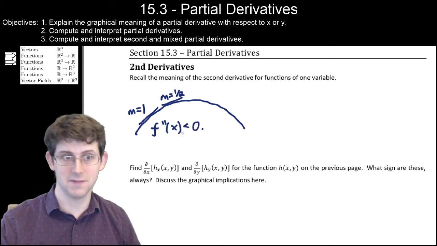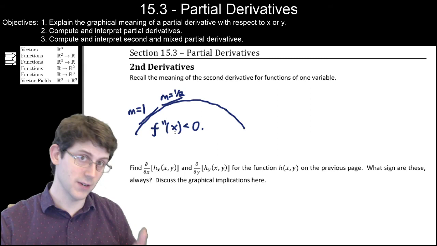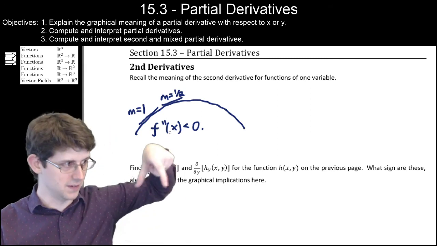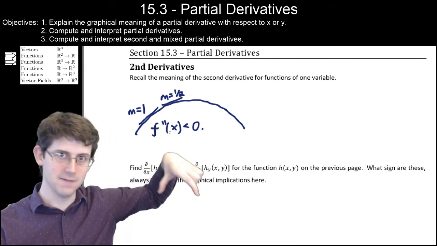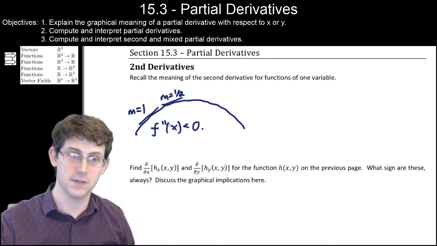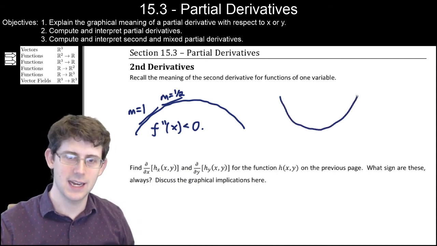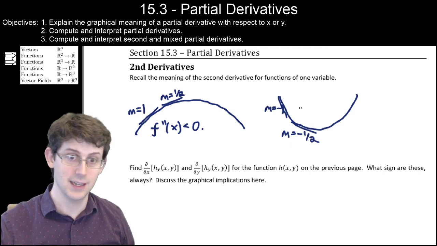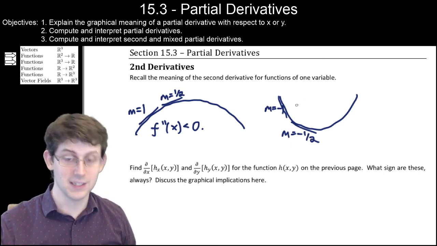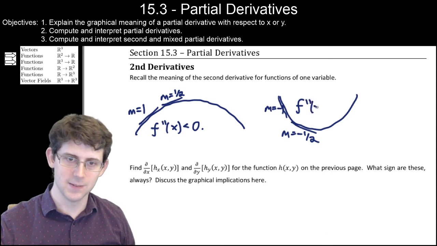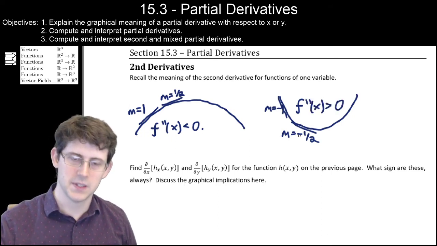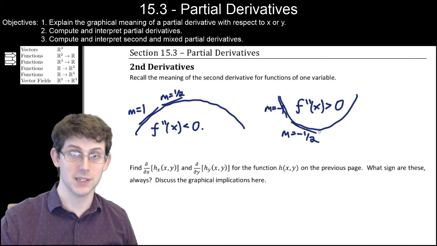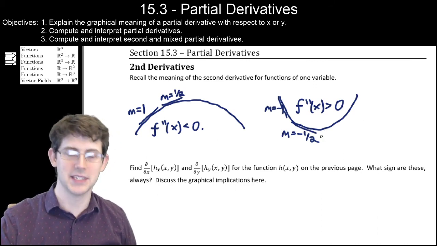So the second derivative for a single variable function told you which direction the graph was curving. If it was concave like this, then you got a negative second derivative. If instead, like here I've got a slope of -1, and here I've got a slope of -0.5, the slope is increasing. If the first derivative is increasing, then the second derivative is positive. So we said that a function that was convex, like this, has a positive second derivative.